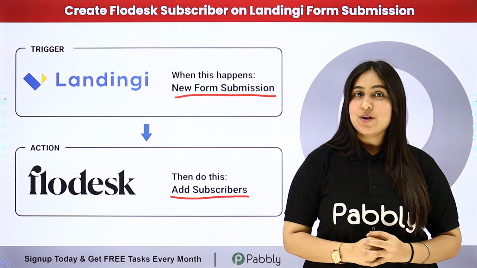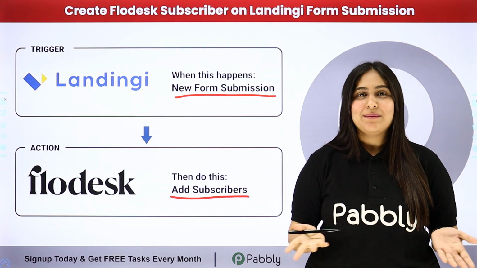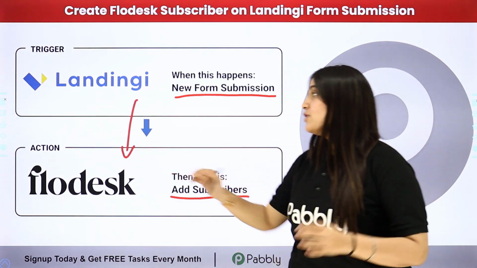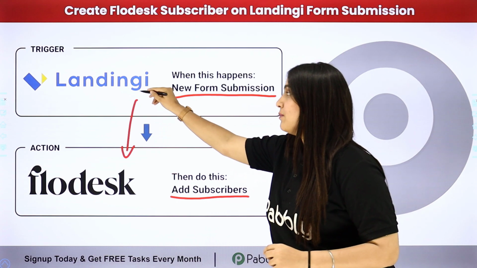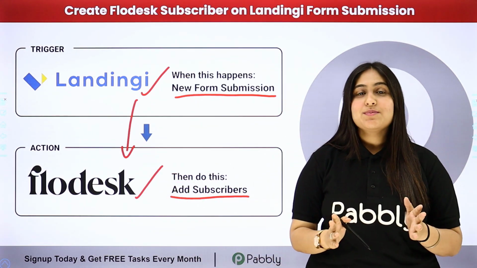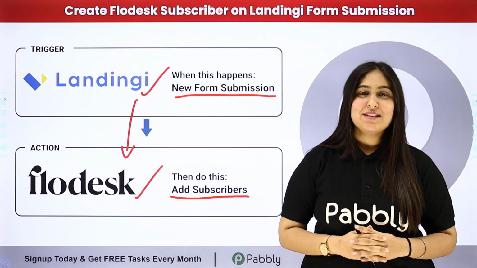So to automate this process, we will use an automation software named Pabbly Connect, in which we need to connect our trigger and our action. So in this process, our trigger application will be Landingi and our action application will be Flodesk. So to learn this process step by step, let me take you to my screen.